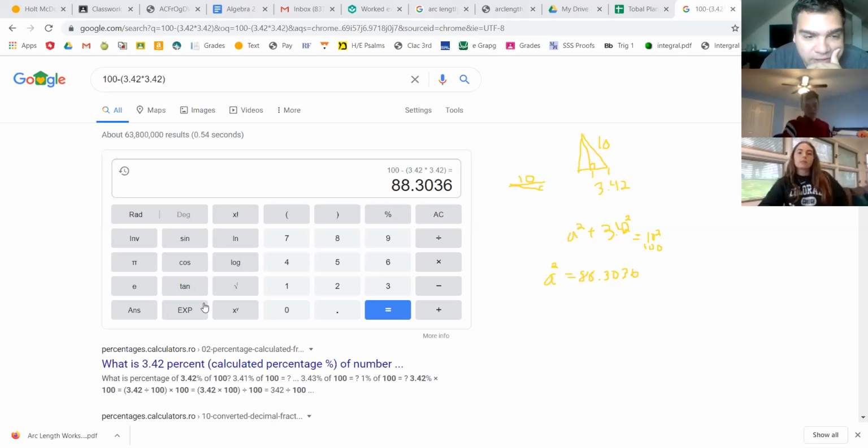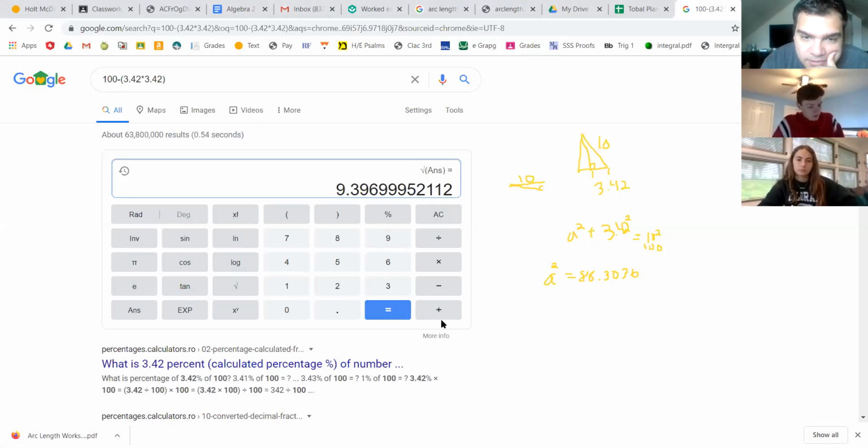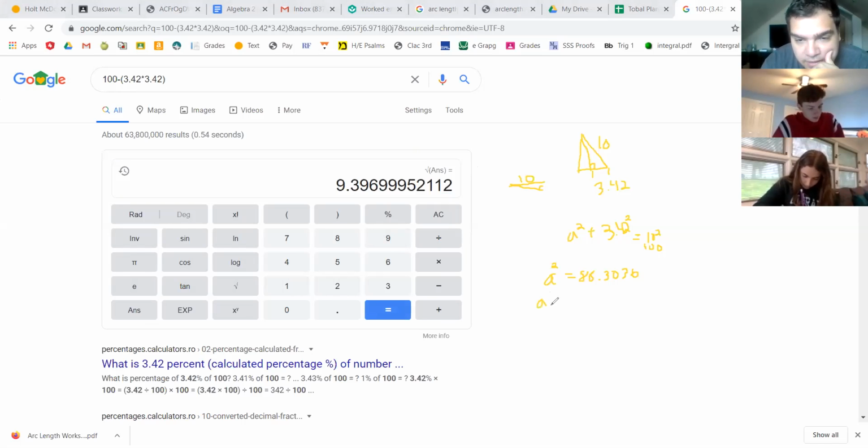On this calculator, I think I could just click, where's the square root button? Square root, and then I'm just going to click answer. So it's going to refer to the last answer I had. Now I have 9 point something, it rounds to 4, so 9.4. So my apothem, or my A in this case, is 9.4.